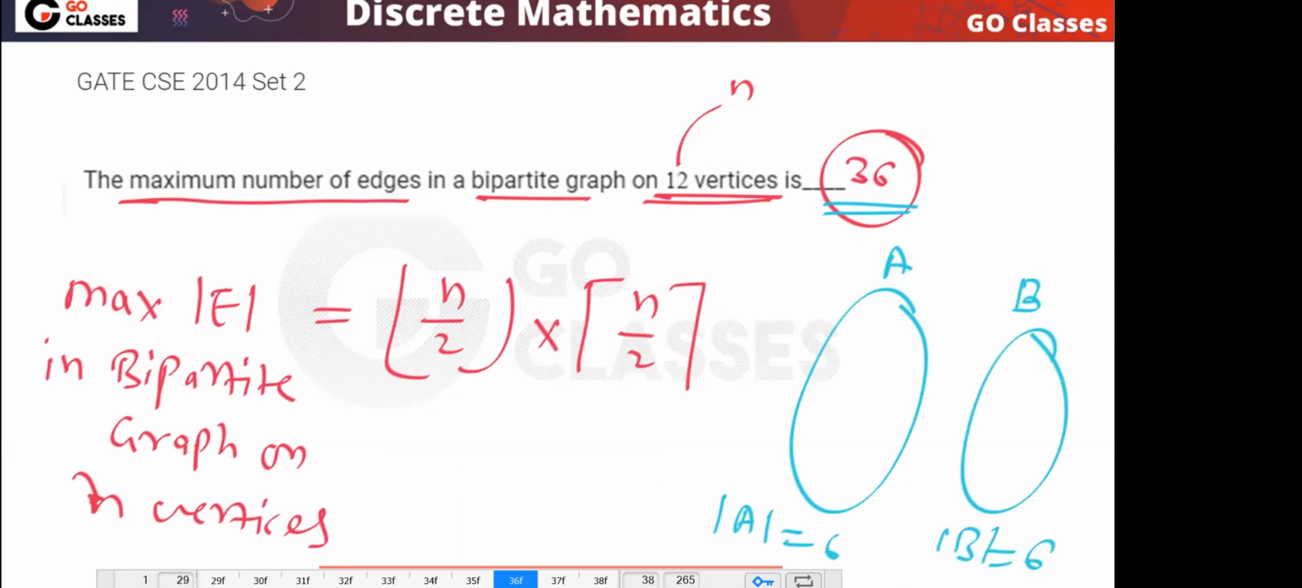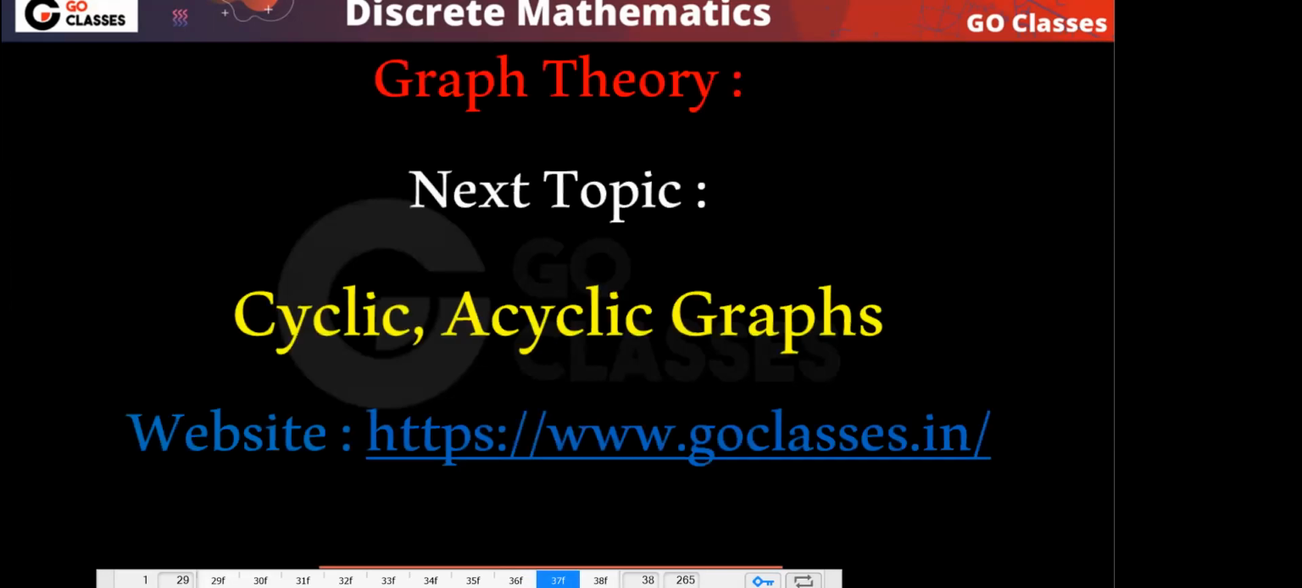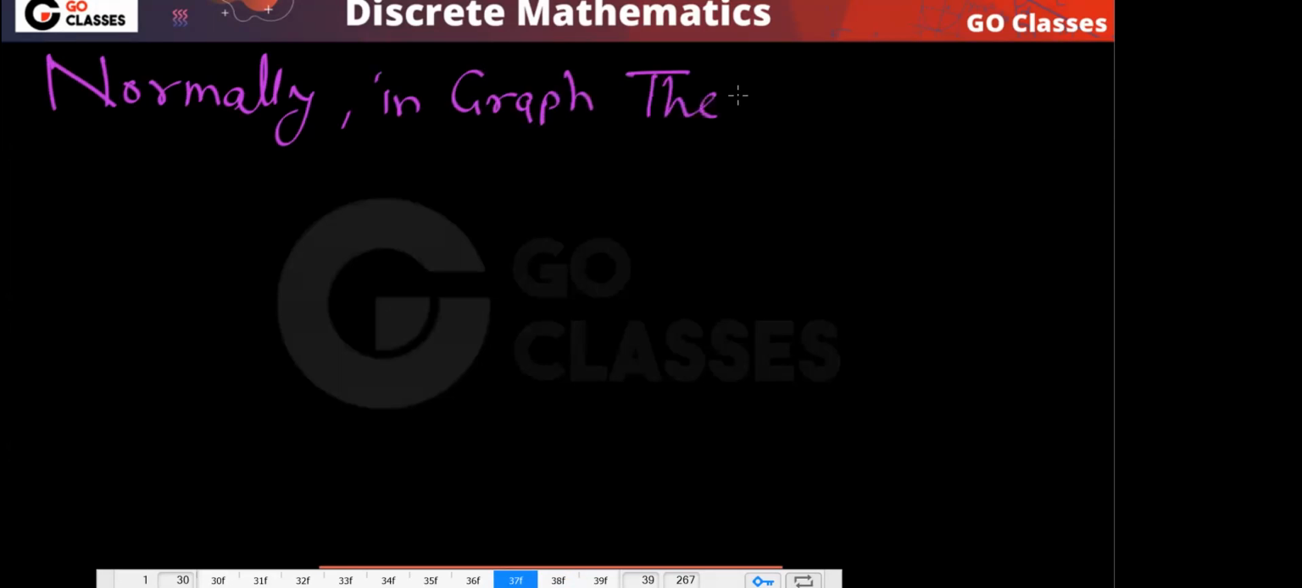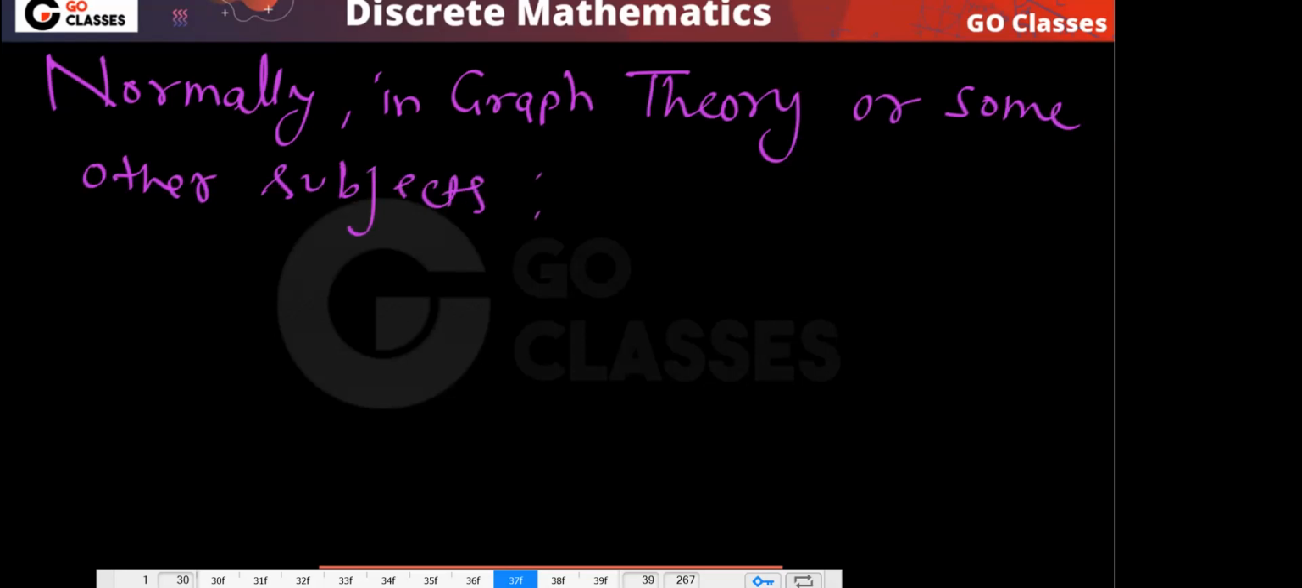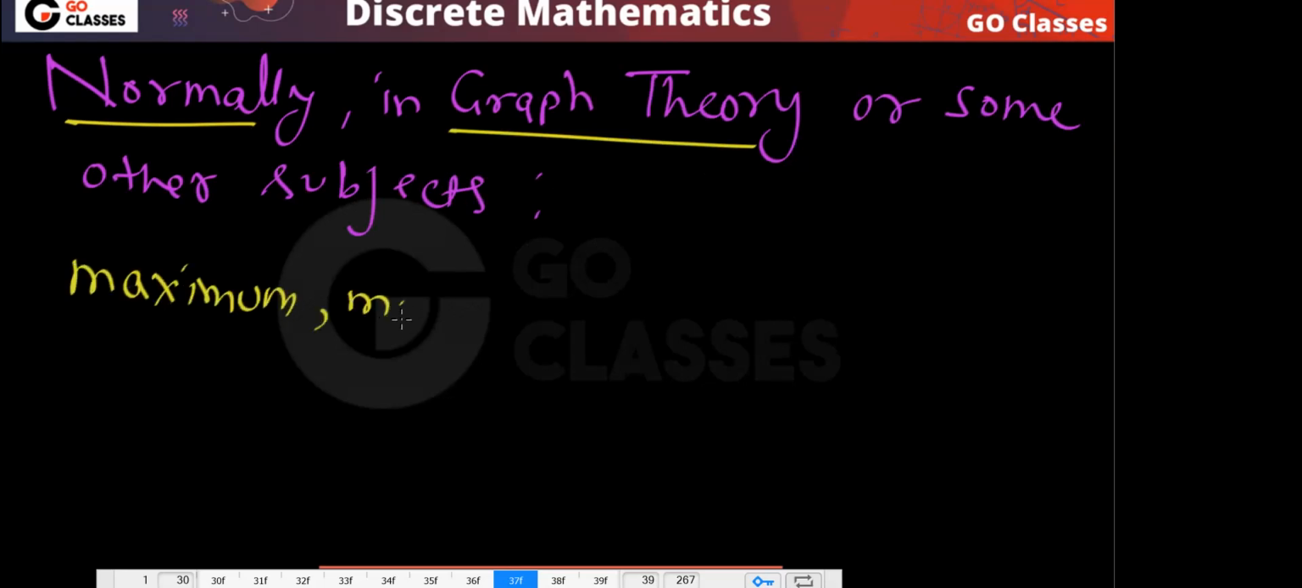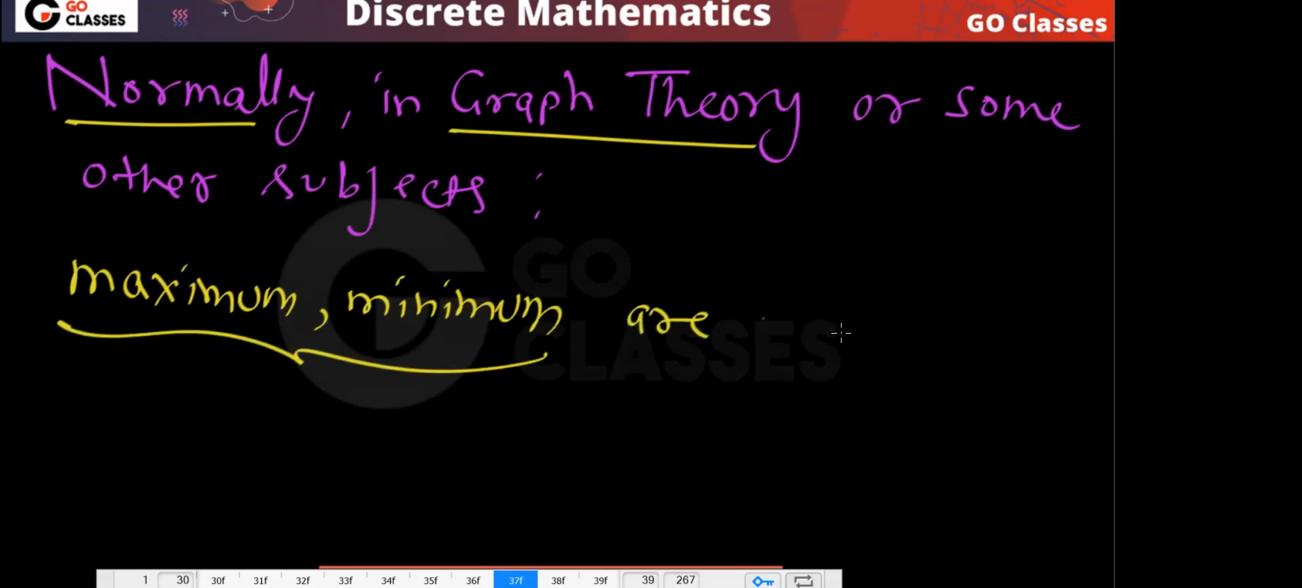Okay, next, let me tell you one more thing. Whenever they ask you to find maximum or minimum, remember, this is normal: normally in graph theory or in some other subjects, whenever they ask you maximum, minimum, these are generally found at the corner cases.